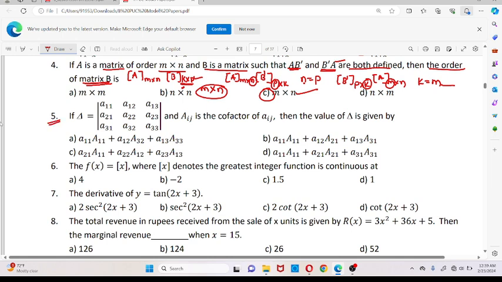Let me go through the fifth question, and that is from the chapter determinant. Here this question is there in your NCERT.